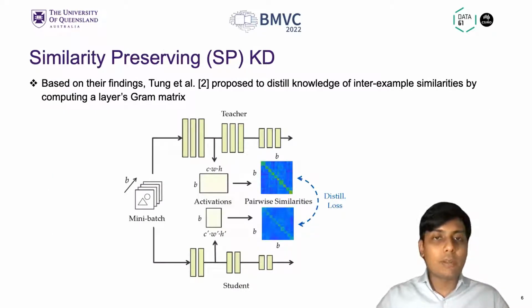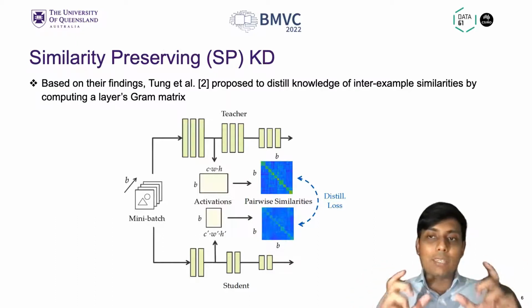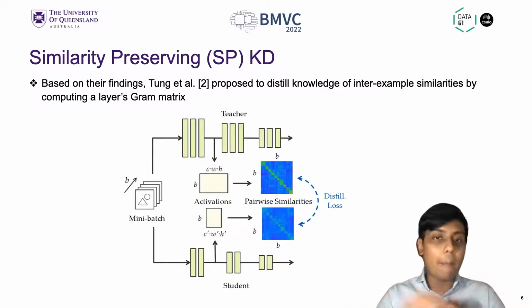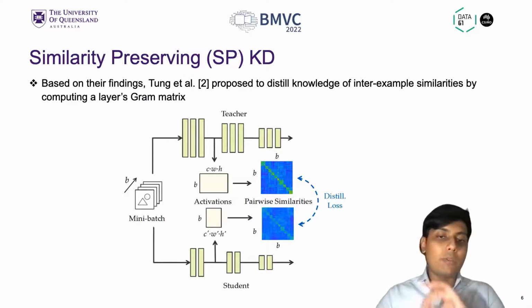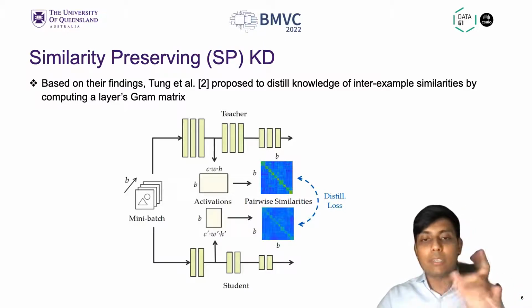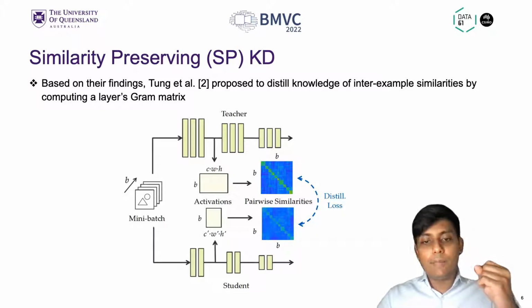So similarity preserving KD, or SPKD, was Tung's original proposal to apply representation distillation using an interexample similarity matrix by computing the Gram matrix. The way that they did that was basically taking the intermediate feature map, flattening the channel, width and height dimensions. So you have a B by CWH matrix, then basically that matrix gets multiplied with its transpose to form a B by B interexample similarity matrix, which is essentially the Gram matrix that we know.